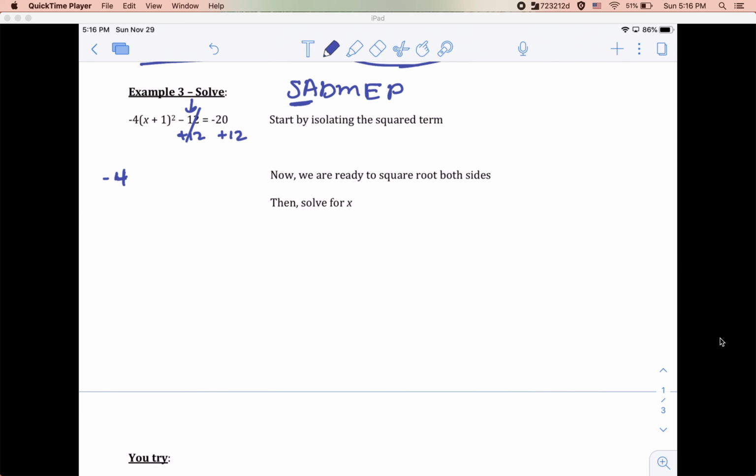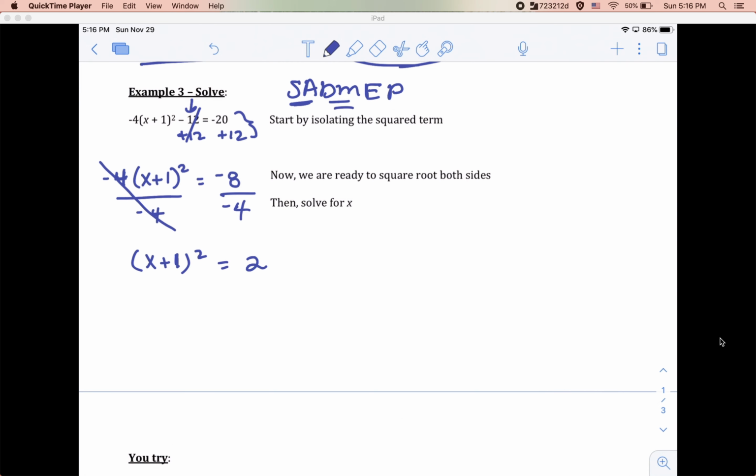So, updating our problem, negative 4 times (x plus 1) squared equals negative 8, which is negative 20 plus 12 on the other side of the equal sign. Okay. Do we have any division or multiplication we can get rid of? We do. We have multiplying by negative 4. So the opposite of multiplying by negative 4 is dividing by negative 4 on both sides. We update our problem. (x plus 1) squared equals positive 2, because negative 8 divided by negative 4 is positive 2.